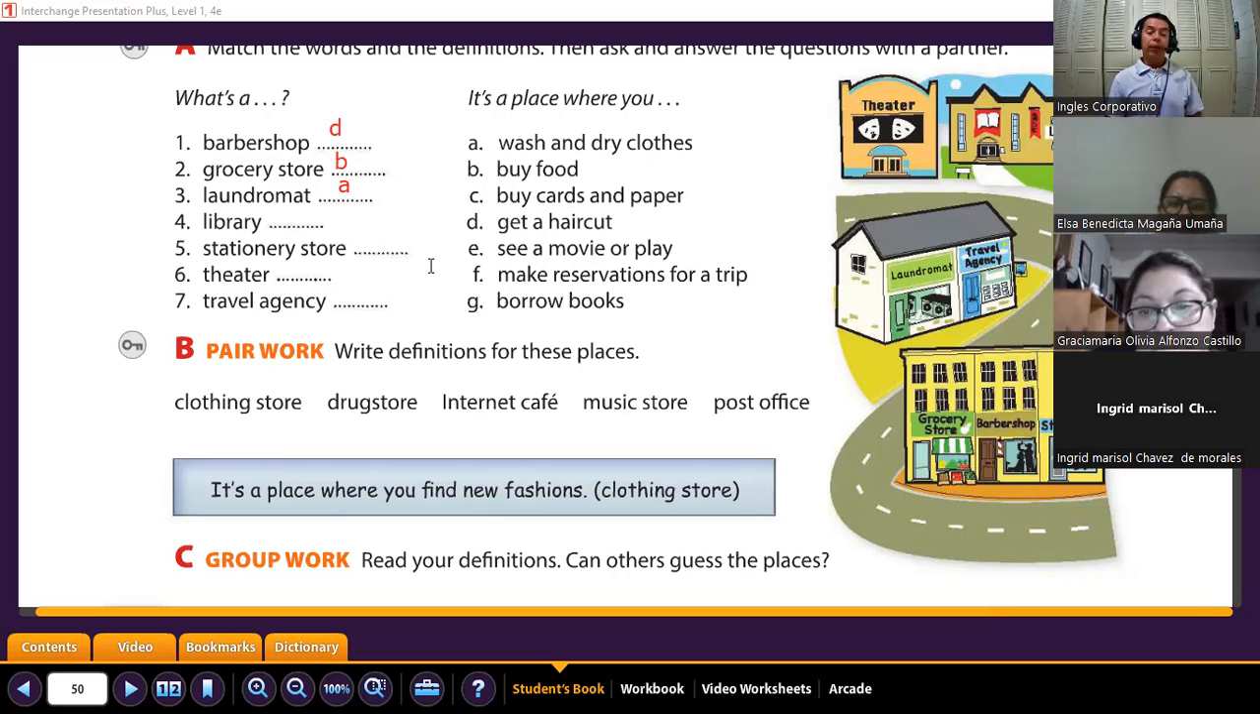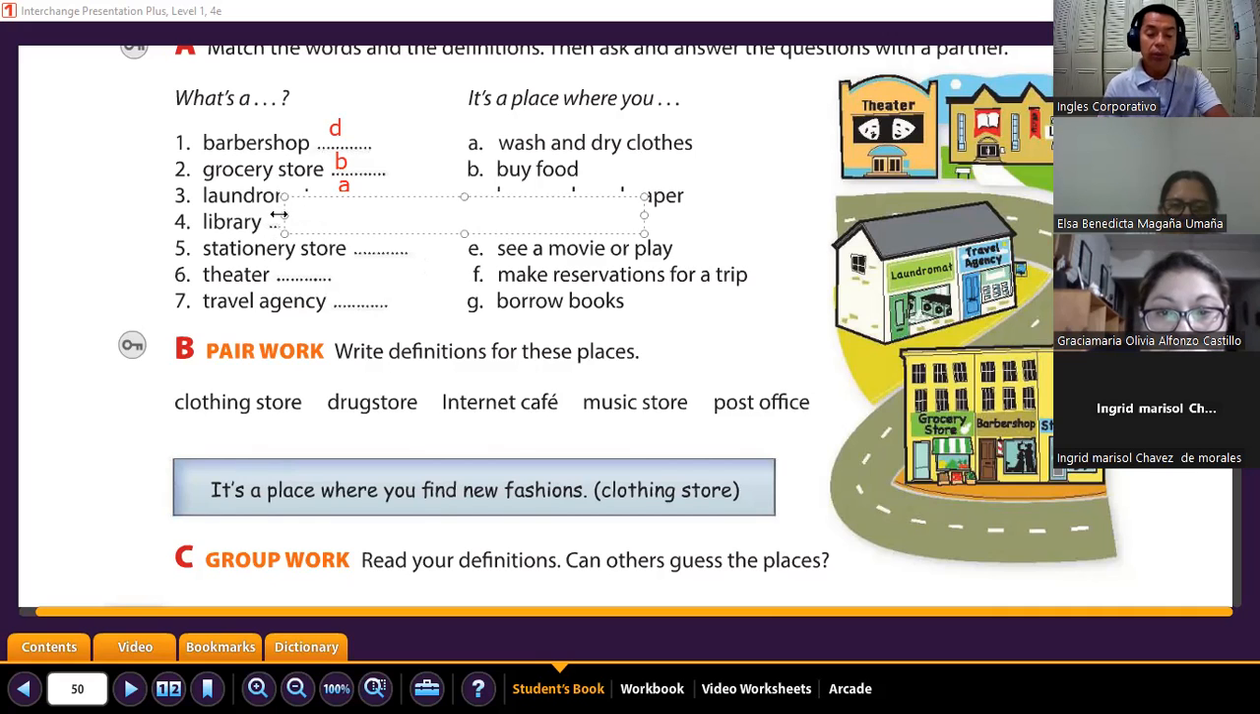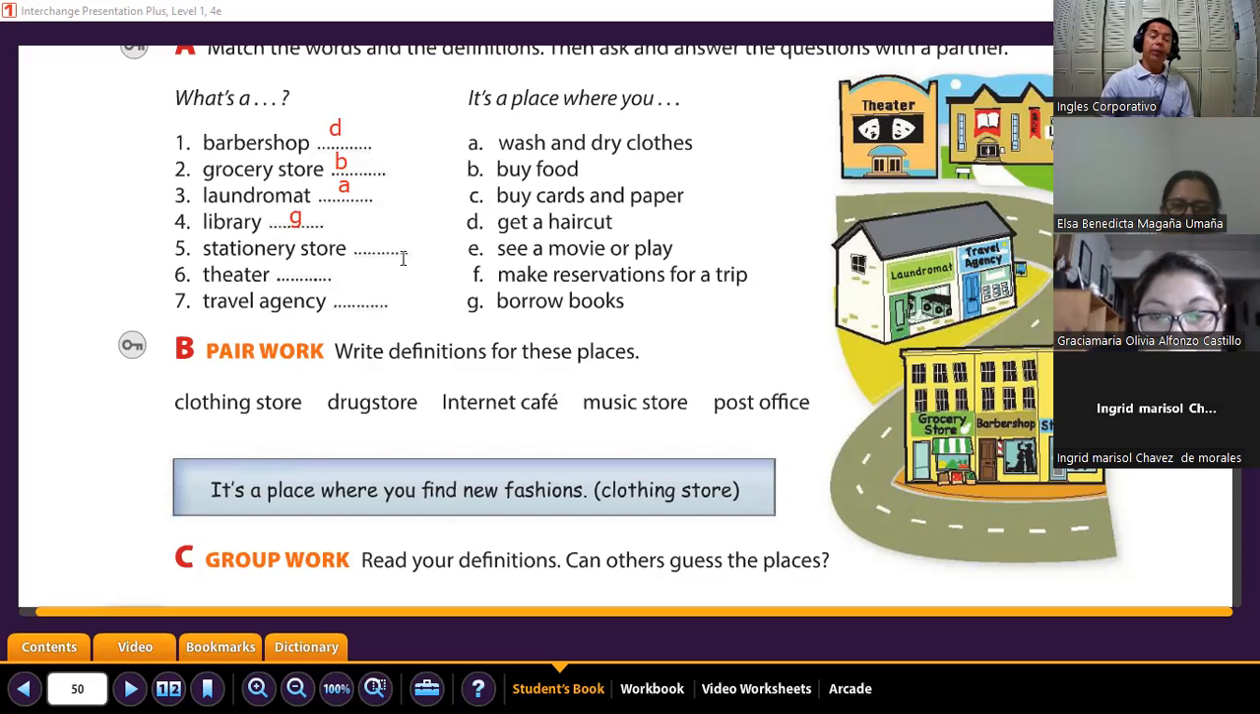Letter A. Good. A library. Letter G. It's a place where you borrow books, right? In my time, some people didn't return the books. Hace tantos años, right? Estaban los libros y no los regresaban a la biblioteca.